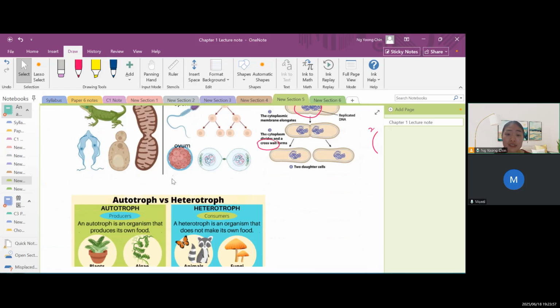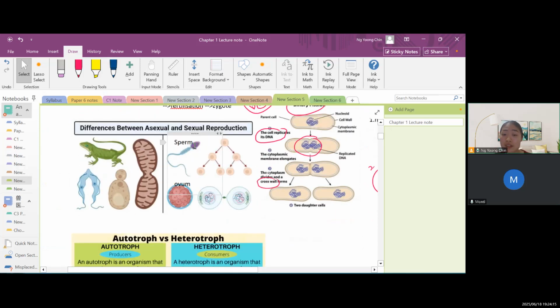You are not totally the same as your parents. You see, your thinking process is also different from your parents. Your personality and behavior are also different from your parents, right? Yes, because you are the product of sexual reproduction, which you will learn later.